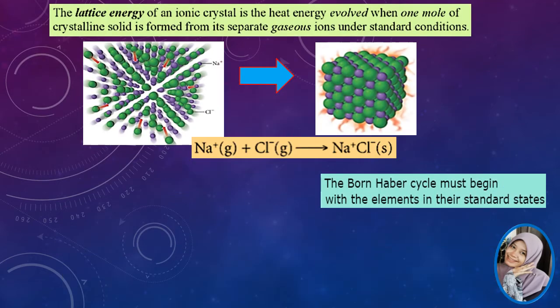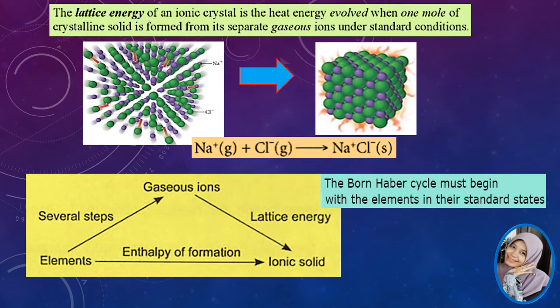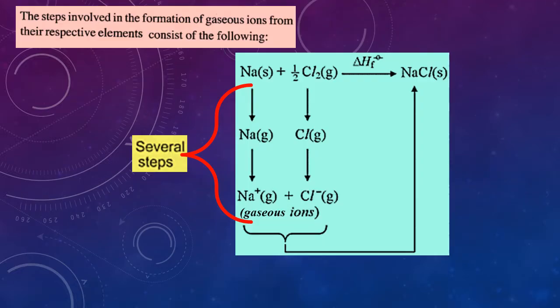The Born-Haber cycle must begin with the elements in their standard states. Based on definition, we need to form separate gaseous ions, then only they combine to form solid ionic compound. The formation of gaseous ions from their respective elements consists of several steps.